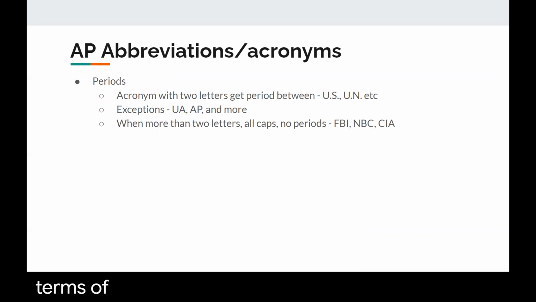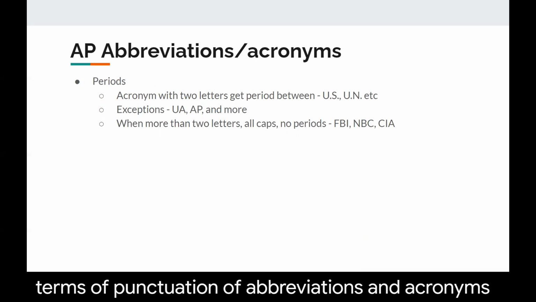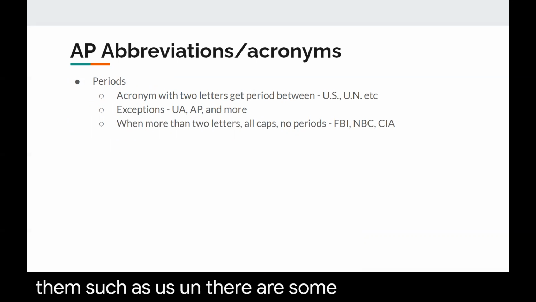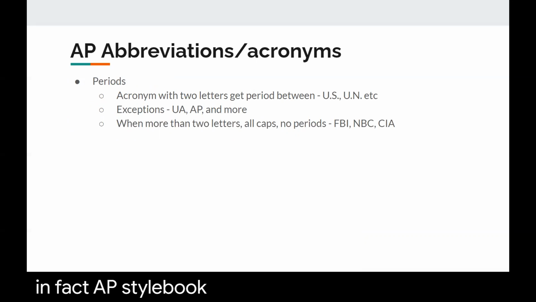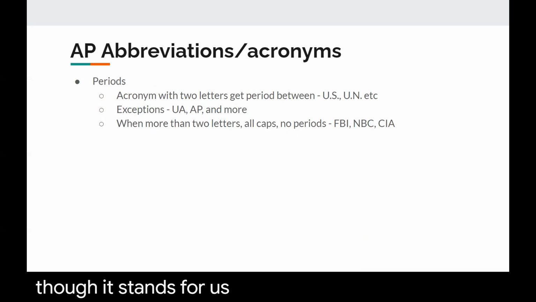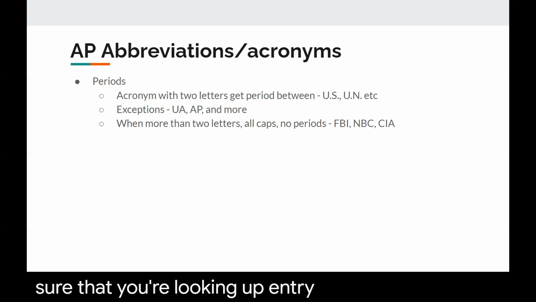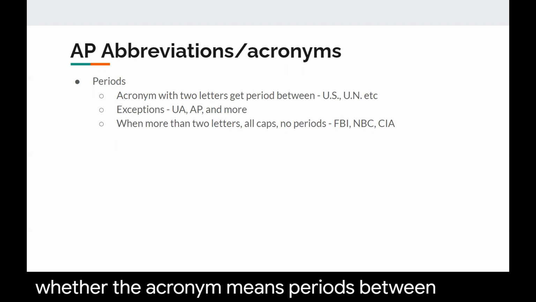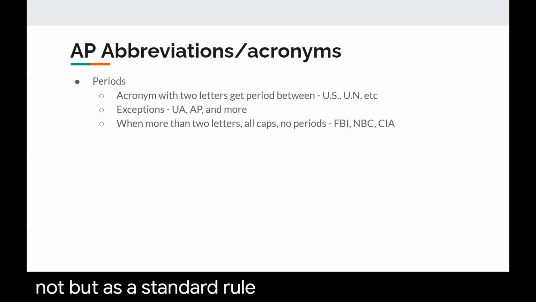In terms of punctuation of abbreviations and acronyms, acronyms that have two letters get a period between them, such as U.S., U.N. There are some exceptions to this. In fact, AP Style Book actually breaks its own rule here, because AP does not have periods between it, even though it stands for Associated Press. So make sure that you're looking up entries if you're unsure of whether the acronym needs periods between it or not. But as a standard rule, acronyms with two letters only get periods between them.